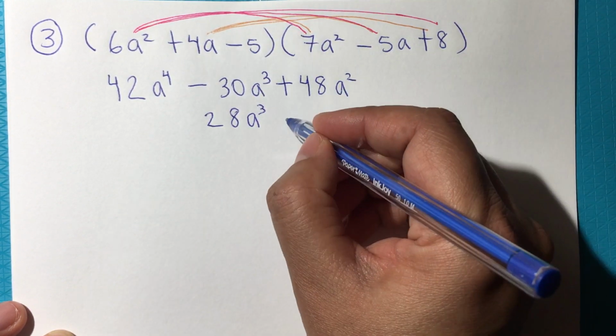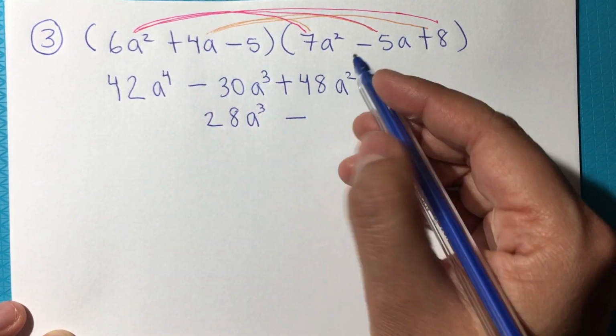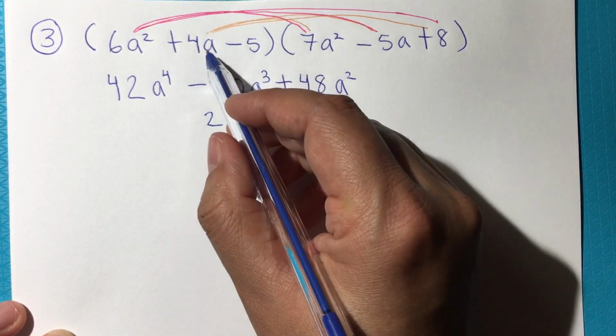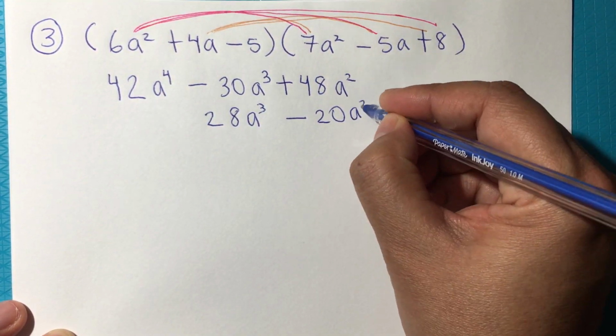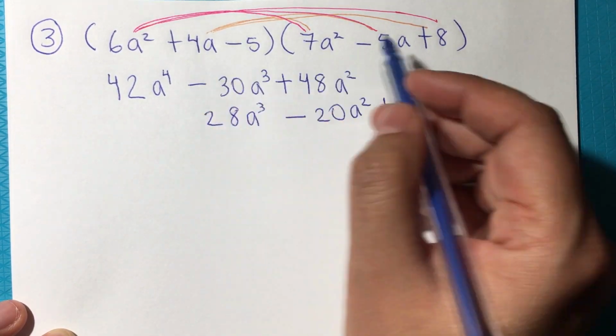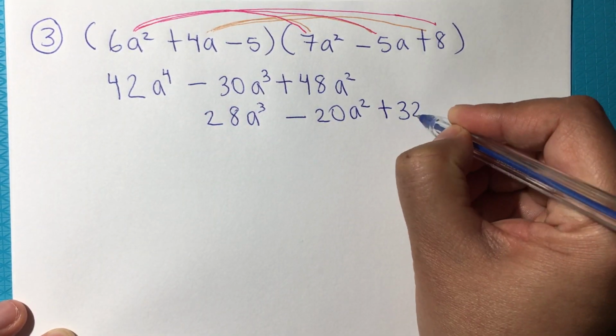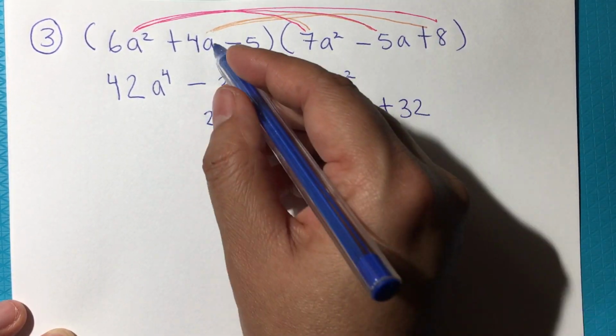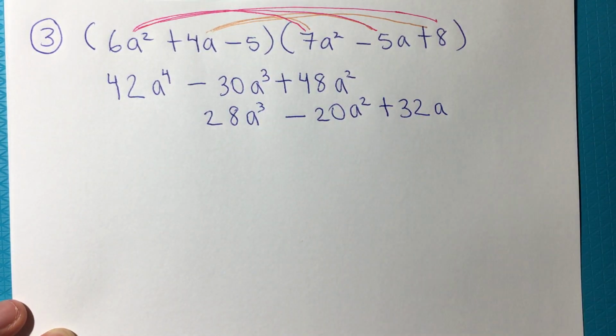Positive times negative is negative. 4 times 5 is 20, and a times a is a square. Positive times positive is positive. 4 times 8 is 32, and I only have one a, so just bring it down.